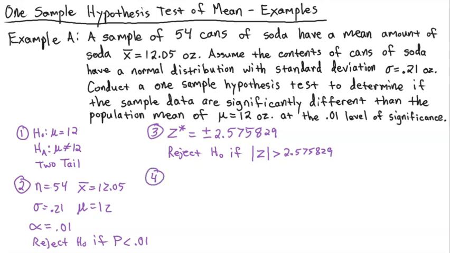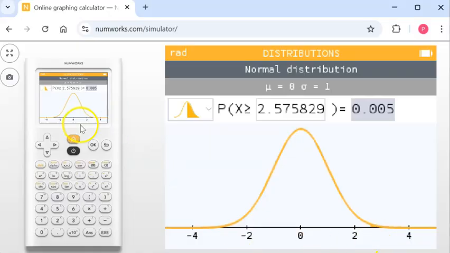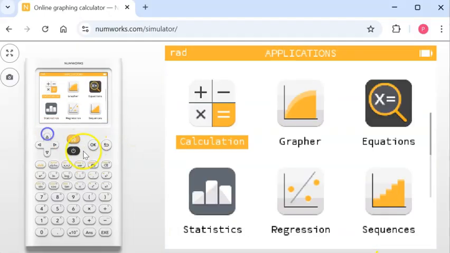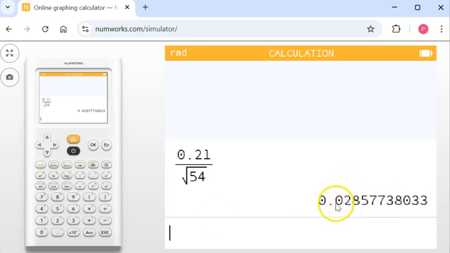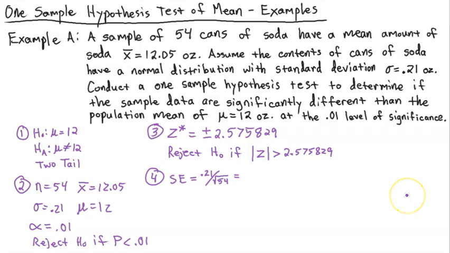Now moving on to step 4. Step 4, we're going to calculate the standard error and the z statistic. Okay, so the standard error is going to be sigma, which is 0.21, divided by the square root of sample size, which is the square root of 54. Let's go over to the NumWorks calculator, and we'll go to the calculator part, and we'll put in 0.21 divided by the square root of 54. And that gives us, we're going to go out 6 decimal places, 0.028577.